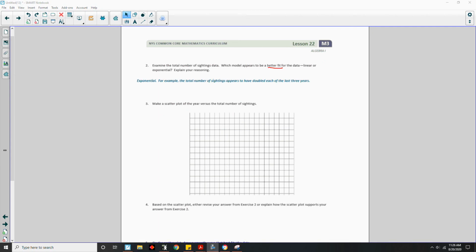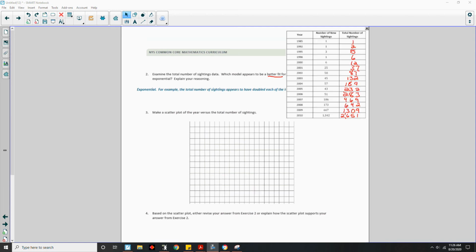Okay, so exponential. For example, the total number of sightings appears to have doubled each of the last 3 years. So number 3 says to make a scatter plot of the years versus the total number of sightings. Okay, so here's our data. So I need to have a line down here that increases so that it fits.